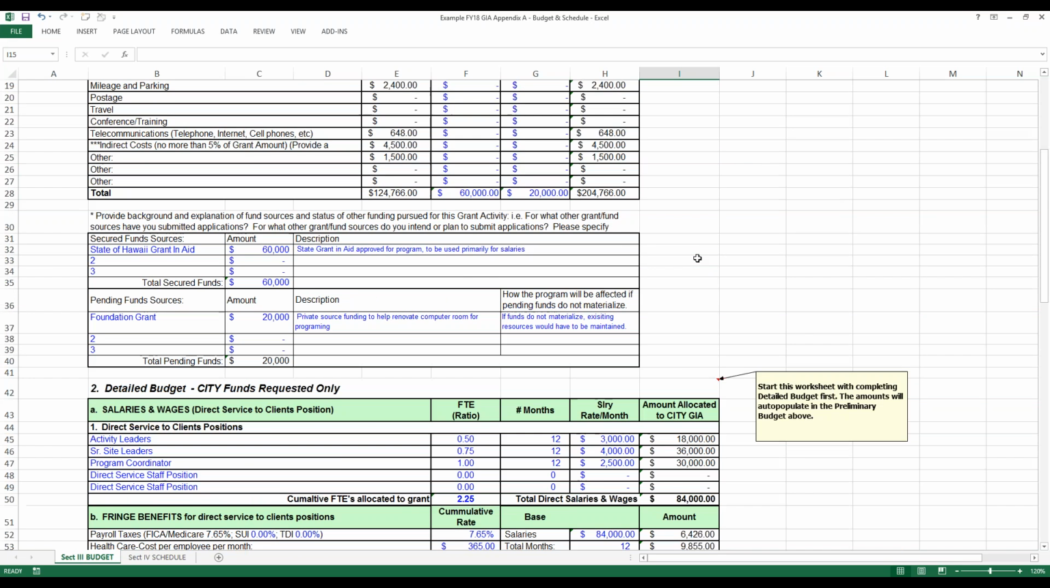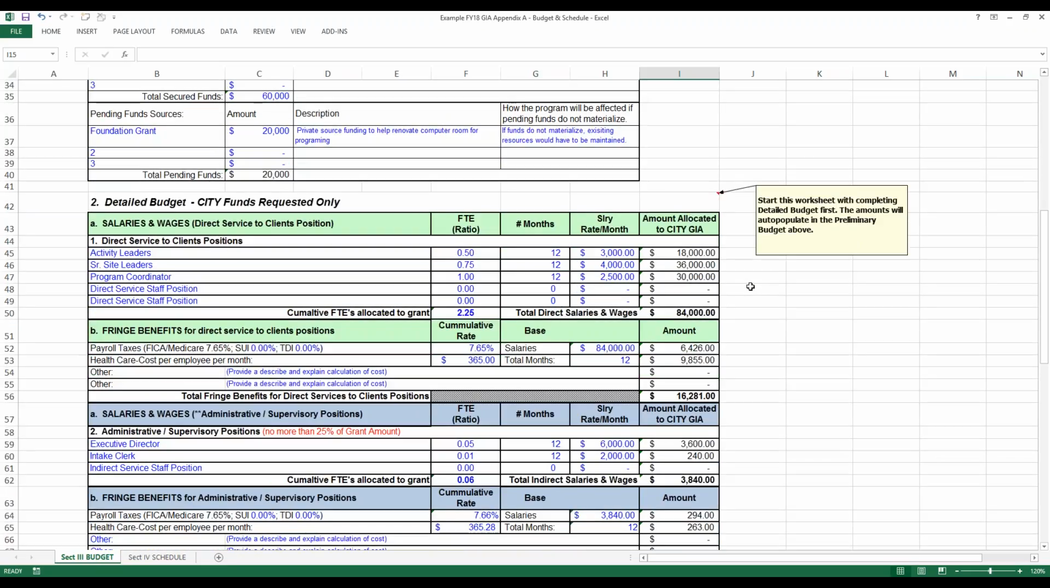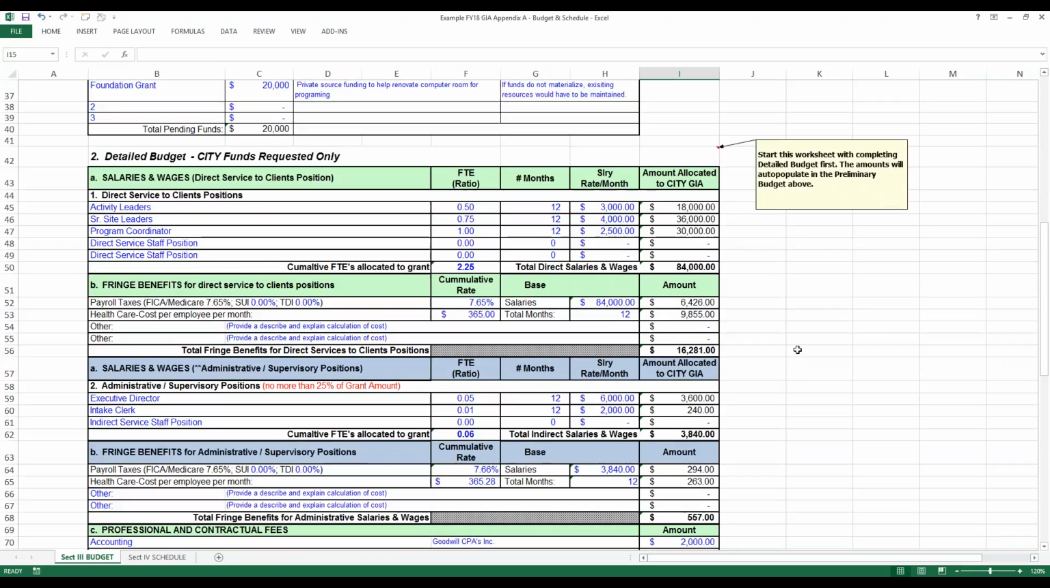Okay, let's move on to the second section, which is a detailed budget for city funds requested only. So you may start filling out this section too, because the totals from this detailed budget will auto-populate in the top budget for the city funds requested only.